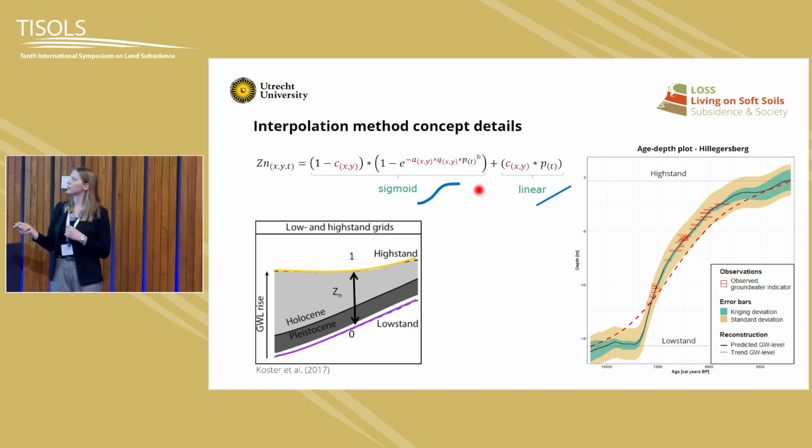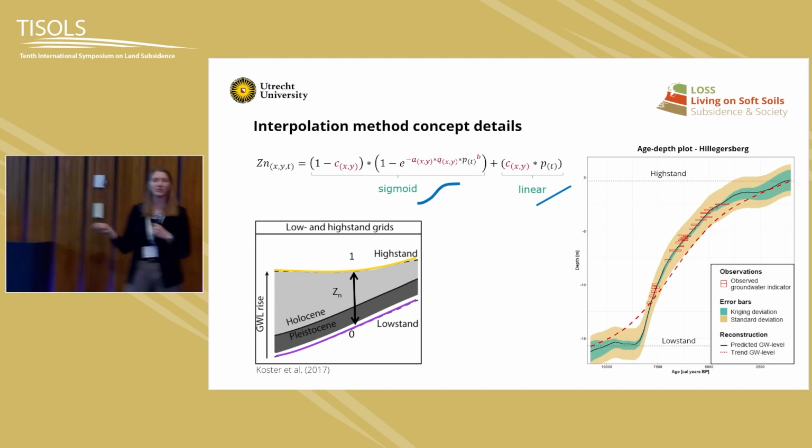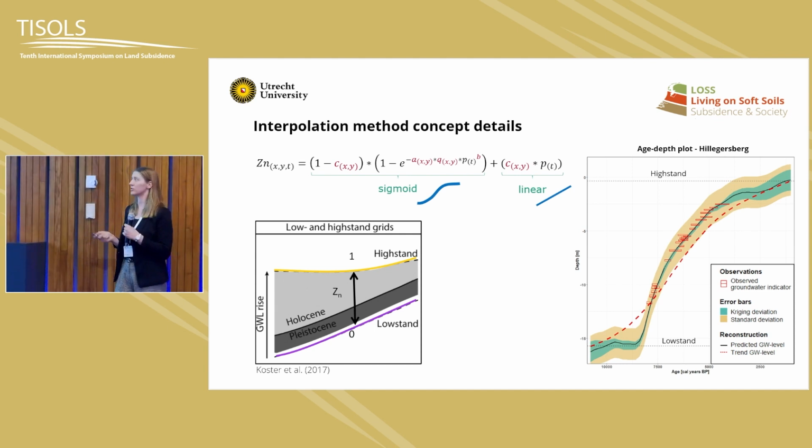Another important thing to know is that the equation consists of a sigmoid and a linear component. The sigmoid component mimics the water level rise that is increasing at the start and middle of the Holocene, and then slows down toward the late Holocene. The linear component also includes part of the linear differential subsidence that we see. It's a bit complicated in that sense. So that's the interpolation method, and now just to show some output of what you can get out of it.